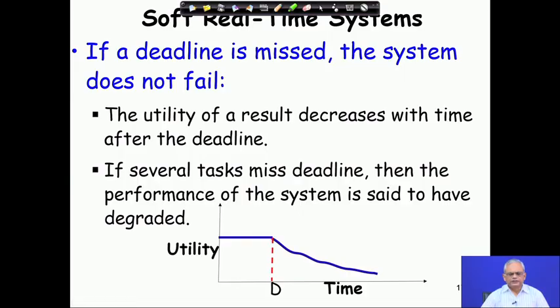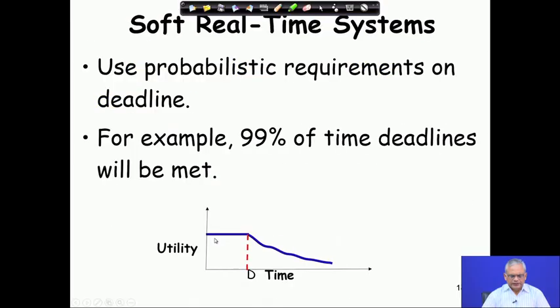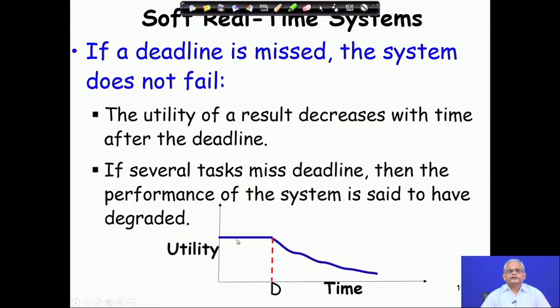On the other hand, in a soft real time system, if a deadline is missed, the system does not fail, and the only thing is that the result becomes less valuable. If a large number of deadlines are missed, then we say that the system performance has degraded. As this diagram shows, as long as the result is produced within the deadline, the utility is 100%, but if it is produced after the deadline, then the utility gradually reduces.